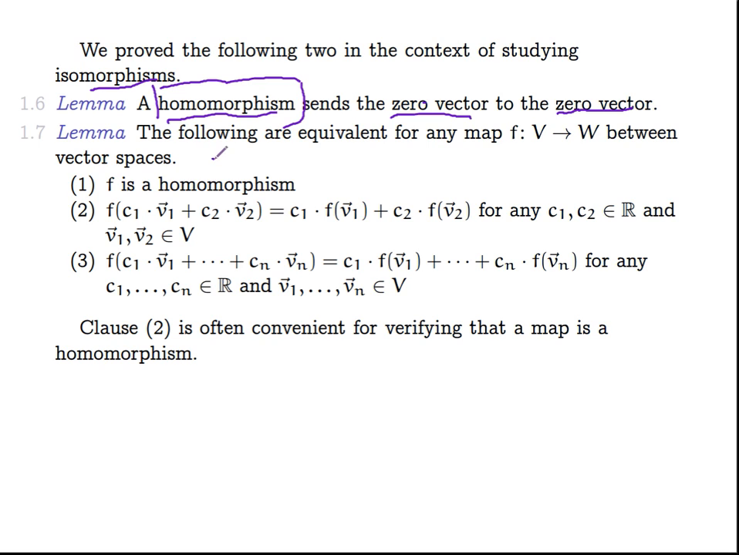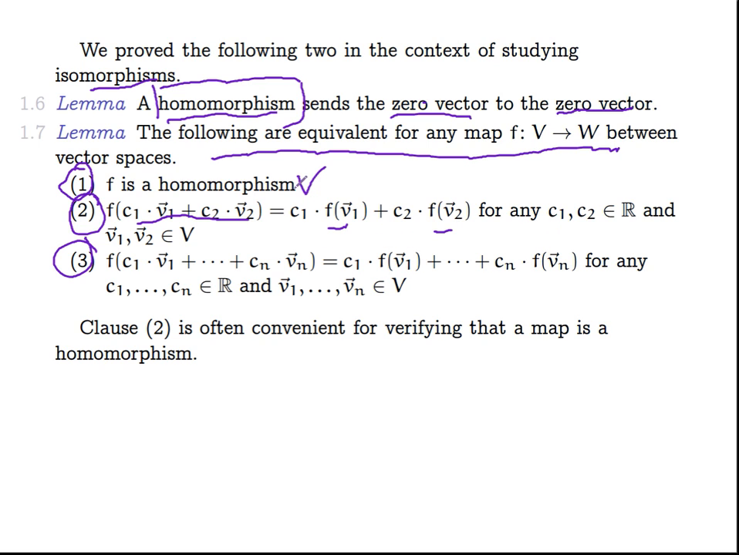Okay, another lemma. The following are equivalent for any map F from V to W between vector spaces. F is a homomorphism is one possible statement. An equivalent statement is that F of some linear combination of vectors is a linear combination of the F's of the individual vectors. So this should be familiar from isomorphisms. Okay. And then we extended that to an arbitrary number of vectors in a linear combination, that F of an arbitrary linear combination of vectors is the same linear combination of the images of those different vectors.